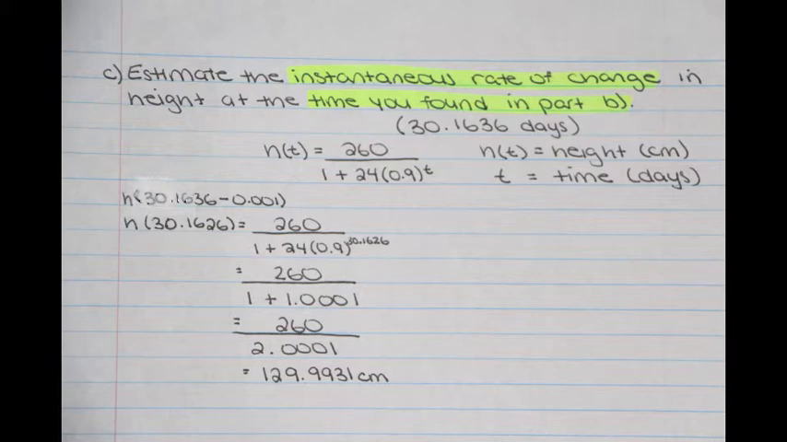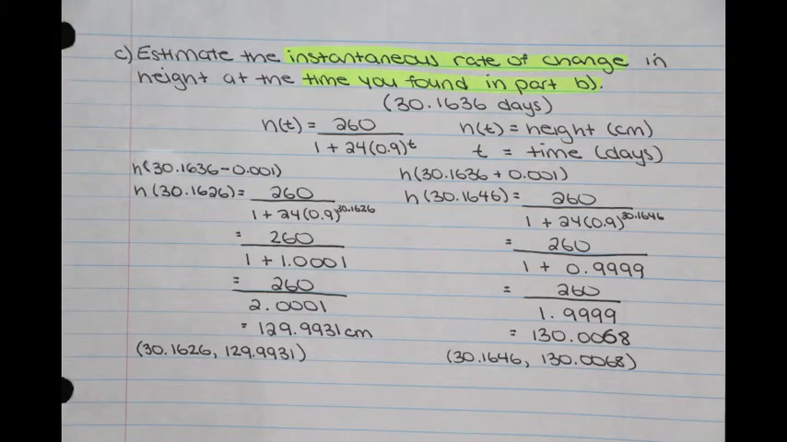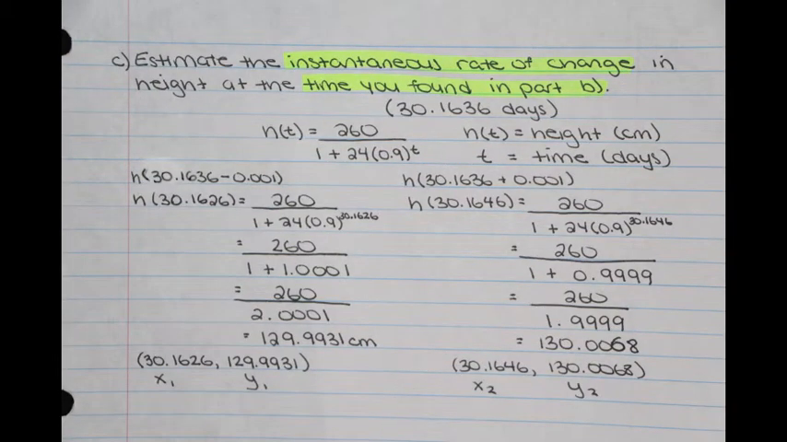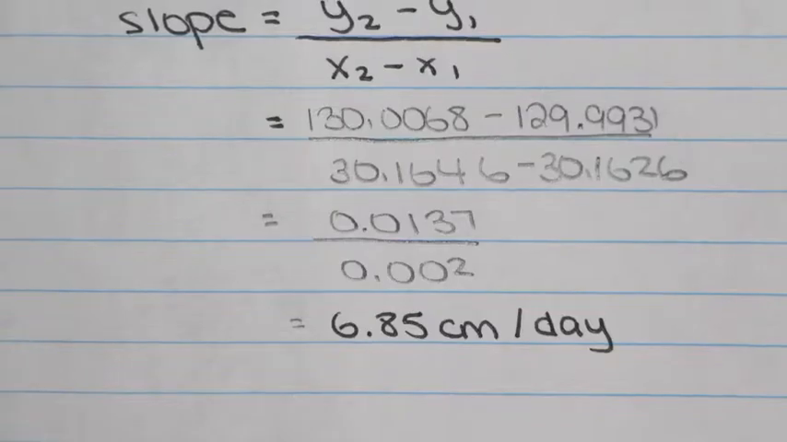I calculated that h of 30.1626 was equal to 129.9931 centimeters. Remember to keep 4 decimal places. Therefore, this is one coordinate. Since h of 30.1646 is equal to 130.0068, this is the second coordinate. Label the coordinates as I have done here.